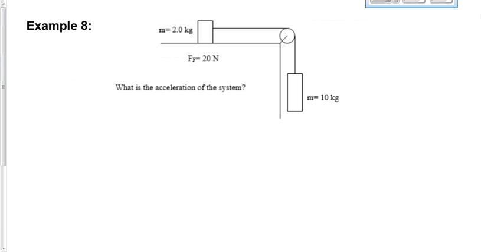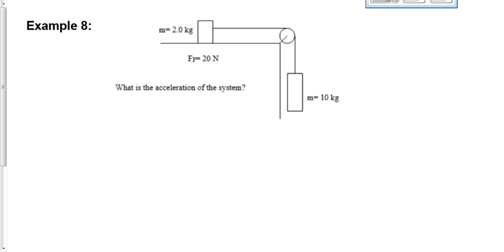Let's take another look at another example here now, example number 8. This is similar to what you did in a lab 2 days ago, right? You have two masses, one's hanging over the edge, they're attached to each other via a string around a pulley. We want to find the acceleration of the system. There's a force of friction of 20 newtons here. How do we tackle this?